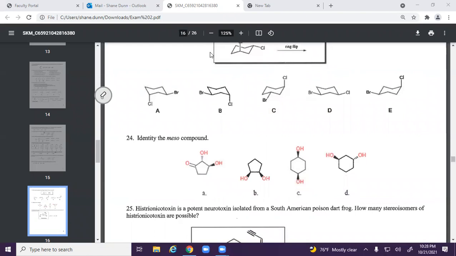Meso compound. The answer is B. It's a line of symmetry. C would be 2, but the issue is these are not chiral. Where I circled would not be chiral because it's CH2, CH2, CH2, CH2, which could not be chiral. So the one with opposites and mirror images is B. That makes sense?